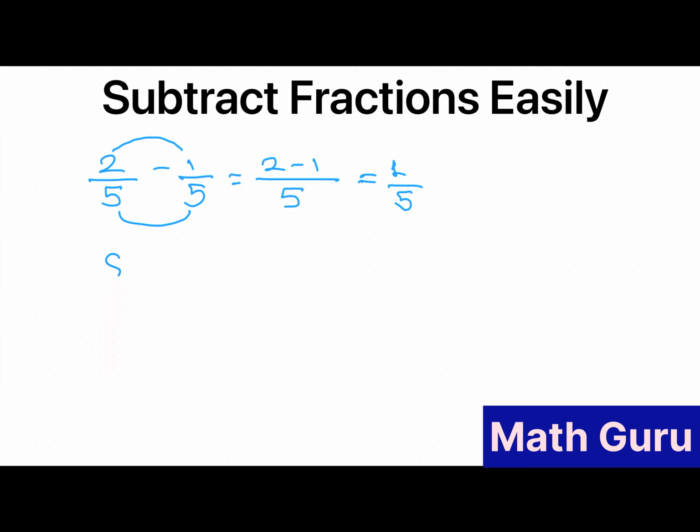One more question we will see like this. 8 by 3 minus 2 by 3. Again we can see that denominator 3 is same. So we will write it as it is. We will just subtract whatever is in the numerator. So 8 minus 2, so it becomes 6 upon 3.